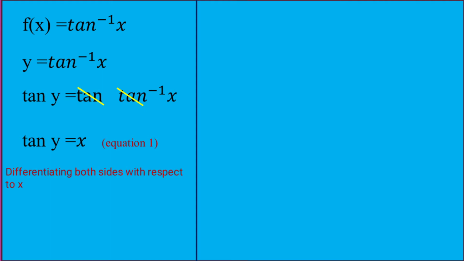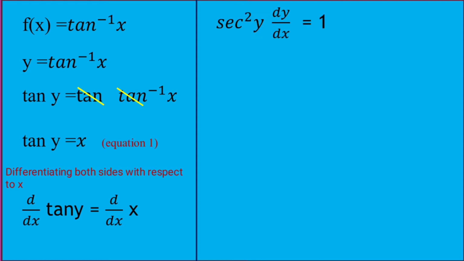So differentiating both sides of the equation with respect to x, we need to get the derivative of tan y as well as the derivative of x. The derivative of tan y is secant squared y, dy over dx. And the derivative of x is 1. So solving for dy over dx, we will have equation 2, which is 1 over secant squared y.